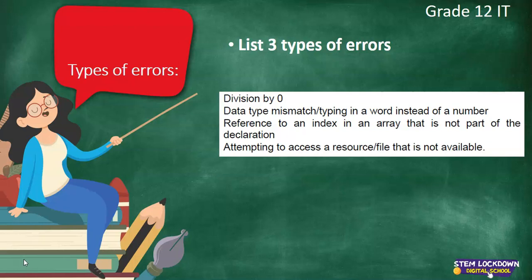And then the last one there is attempting to access a file that is not available. So maybe you have not tested if the file exists and you're trying to assign file, but the file is not stored in the correct folder and therefore you get a crash. It's usually an input-output error and that would be a runtime error.